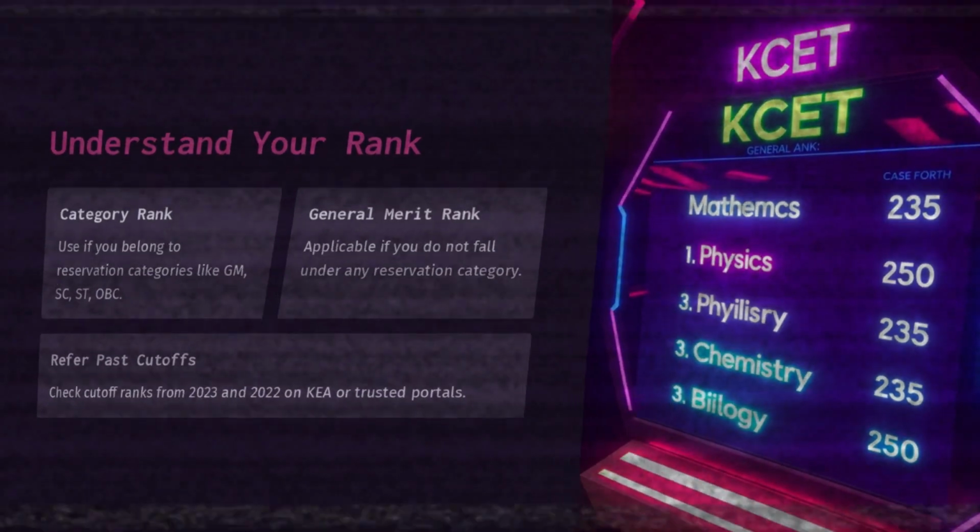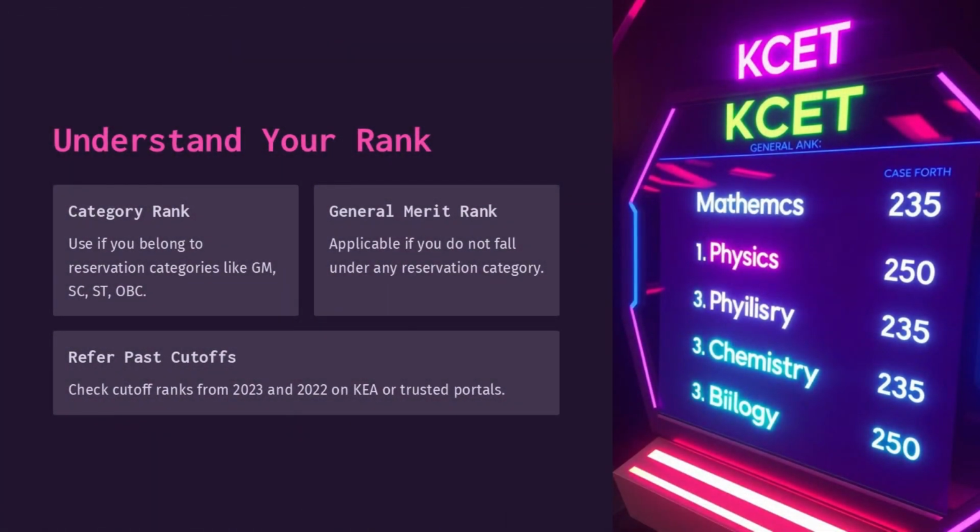1. Understand your rank. Category rank versus general merit rank. Use category rank, GM, SC, ST, OBC, etc., if you fall under a reservation. Refer to previous years' cutoff ranks, 2023-2022, on KEA or trusted educational portals.